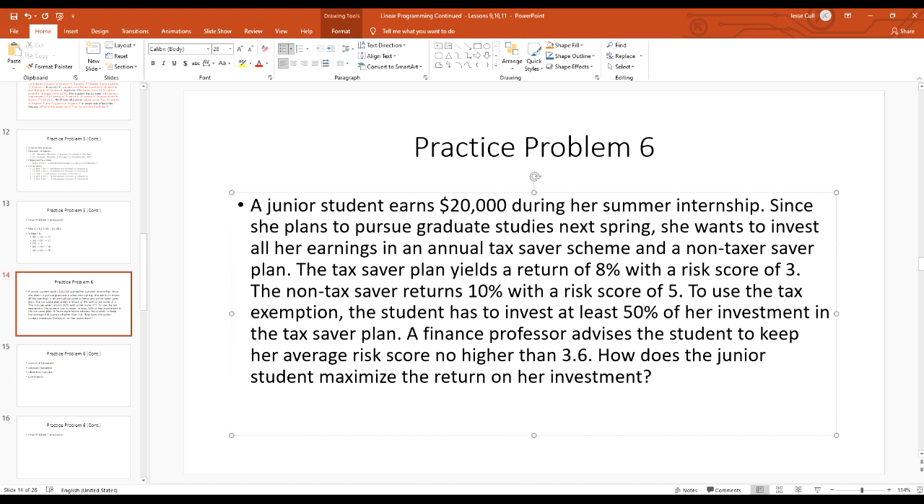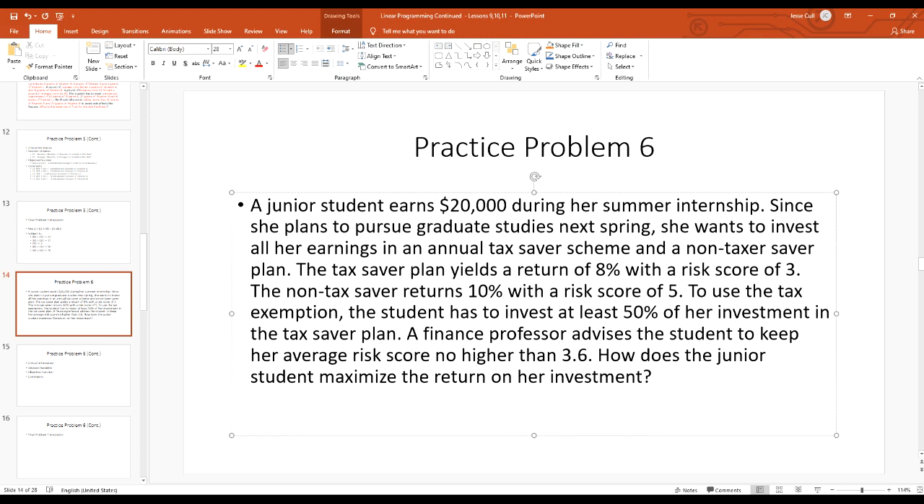This is practice problem number 6 from our lessons. A junior student earns $20,000 during her summer internship. Since she plans to pursue graduate studies next spring, she wants to invest all her earnings in an annual tax saver scheme and a non-tax saver plan. The tax saver plan yields a return of 8% with a risk score of 3. The non-tax saver returns 10% with a risk score of 5. To use the tax exemption, the student has to invest at least 50% of her investment in the tax saver plan. A finance professor advises the student to keep her average risk score no higher than 3.6. How does the junior student maximize the return on her investment?